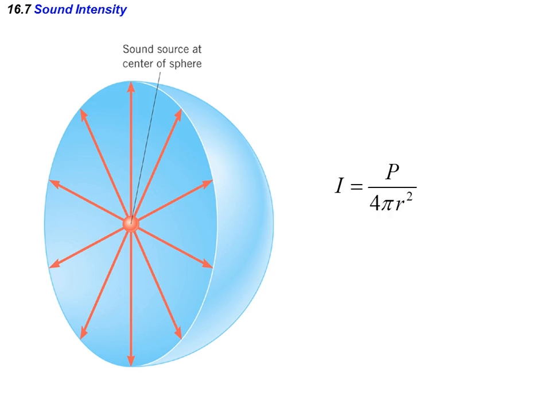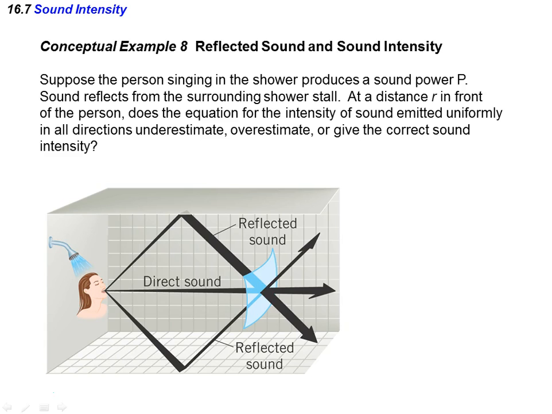That means our area is going to be the surface area of a sphere, which is 4 pi r squared. This allows us to realize that we have an inverse square relationship. As we get farther from the source, if we double our distance, we cut our intensity by 1/4 because we are squaring the distance in our area formula. So that shows us that our intensity is going to decrease by the inverse square law. Let's look at a conceptual example here.